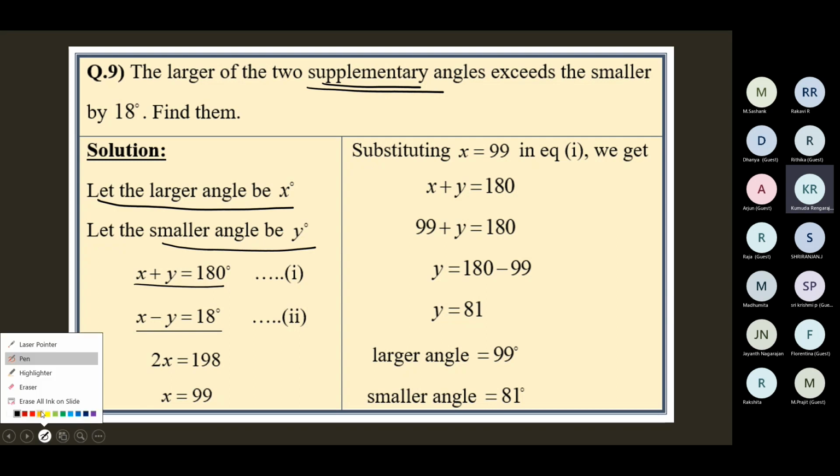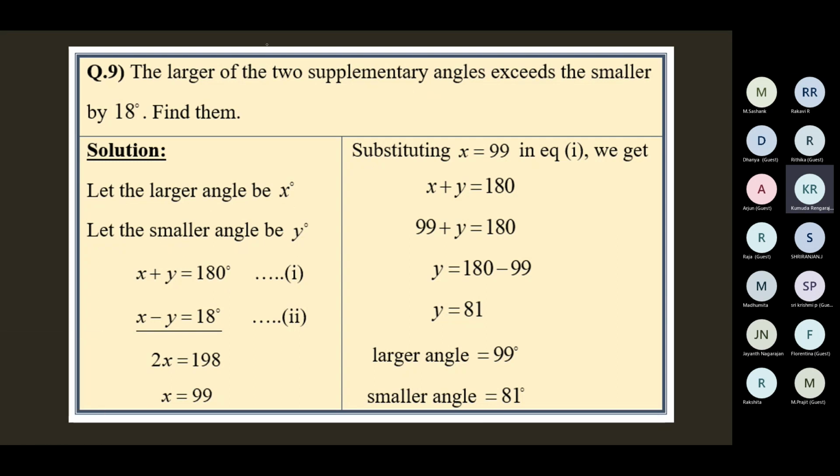And what is the other one given? It's given that the larger angle exceeds the smaller one by 18. So basically the difference between the two angles is 18 degrees. You can write it like this: larger angle is equal to smaller angle plus 18. So it's all the same. How do you understand this? Larger angle is equal to smaller angle plus 18.